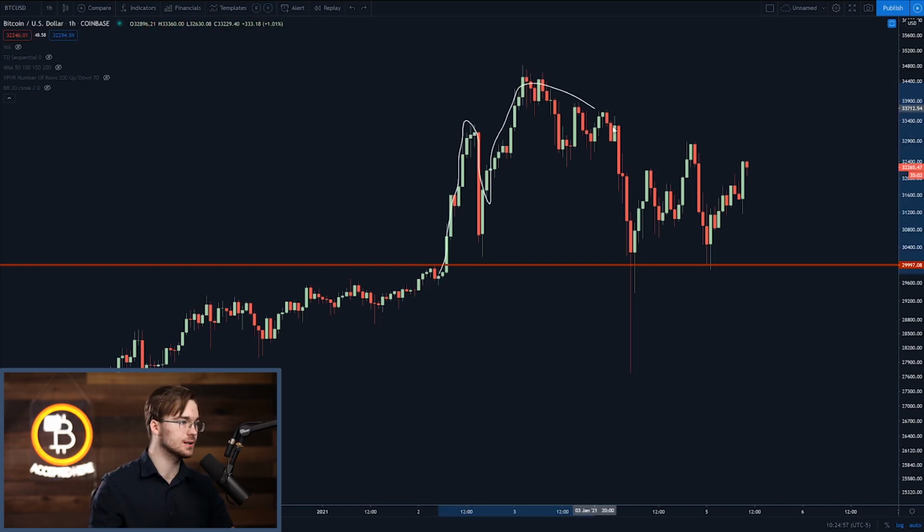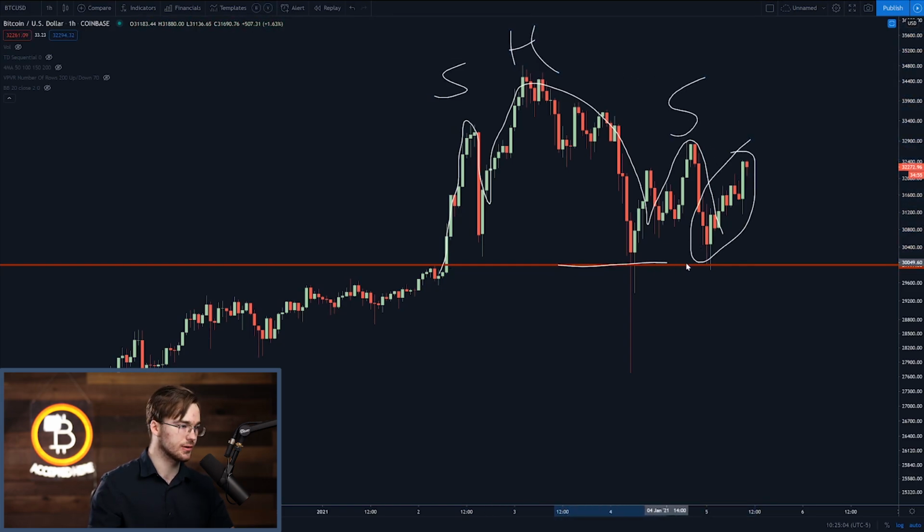That would be some ugly form of a head and shoulders pattern right here, with a shoulder here, a head here, and a shoulder here. Now, we are bouncing and rallying from the $30,000 support level, but this head and shoulders pattern is likely going to result in some sideways trading. We can see that we've had lower highs consistently for the last several days from this high here and here.